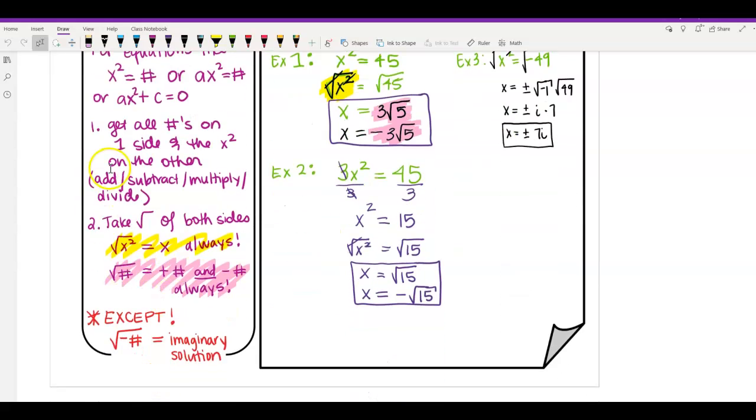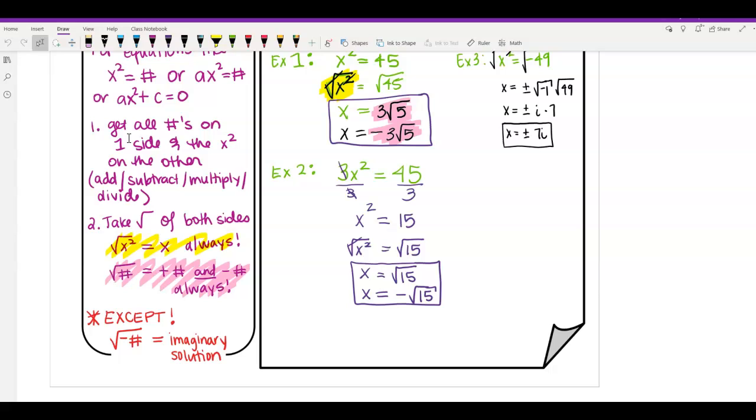Well, it's pretty simple. First, we're going to get x squared by itself. So we're going to add and subtract if we need to, and multiply and divide if we need to, so that x squared is the only term on one side and all of the numbers are on the other side. Then we're going to undo that x squared by taking the square root. You also are always going to have a positive and a negative value when you take the square root. So you should have two answers there.